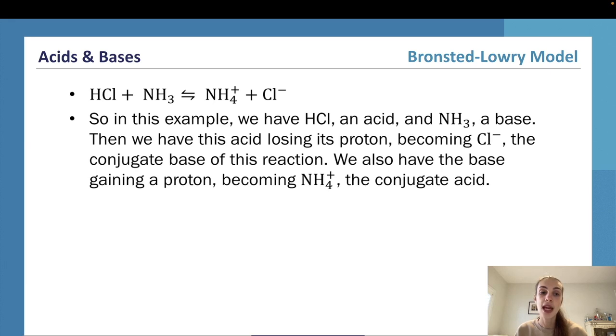And then we also have the base, ammonia, gaining a proton from the hydrochloric acid to become ammonium ions, which is the conjugate acid. So essentially we can say that hydrochloric acid is the acid, and hydrochloric acid loses a proton to form chloride ions, which we call the conjugate base. Then we can say that ammonia is the base, but it gains a proton or a hydrogen ion from the hydrochloric acid in order to form the conjugate acid, which is ammonium.